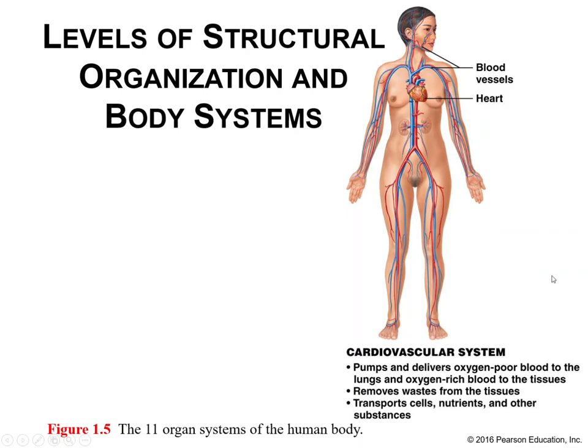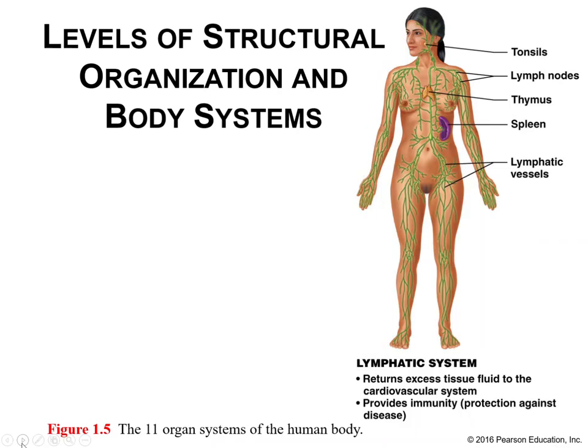Exam 2 in A&P 2 will be our cardiovascular system, including the heart and the blood vessel. Pumps and delivers oxygen-poor blood to the lungs and oxygen-rich blood to the tissues, removes waste from tissues, transports cells, nutrients, and other substances such as gases throughout the body. Exam 2 will be lymphatic and immunity. And so our lymphatic system, made up of tonsils, lymph nodes, thymus, spleen, lymphatic vessels, return excess fluids to the cardiovascular system and help support the immune system.